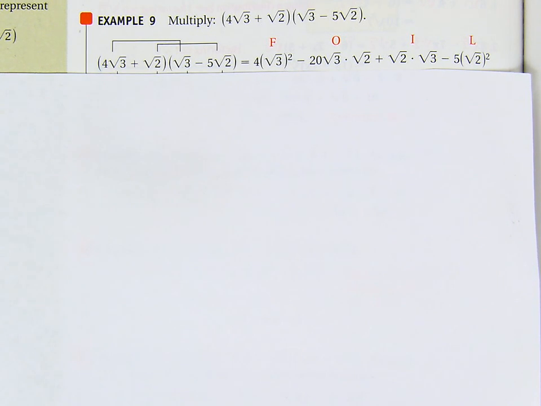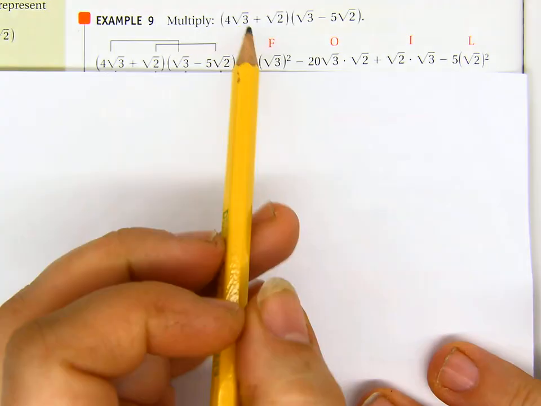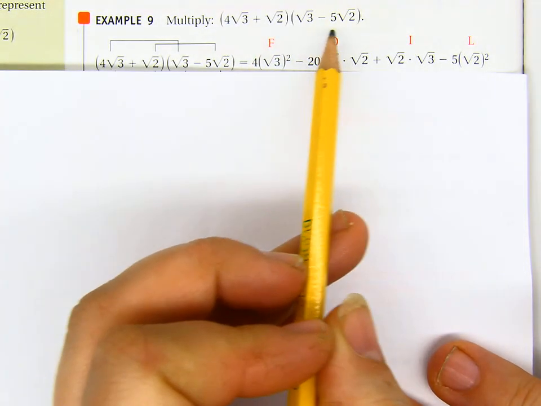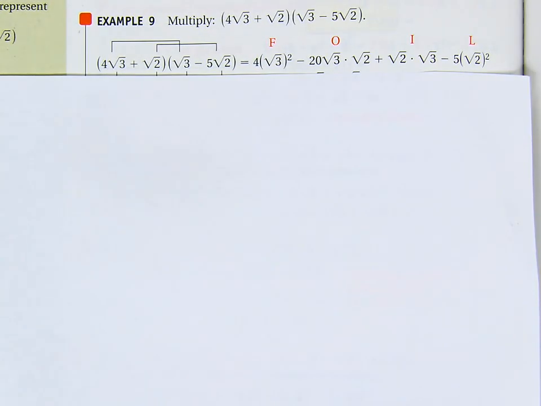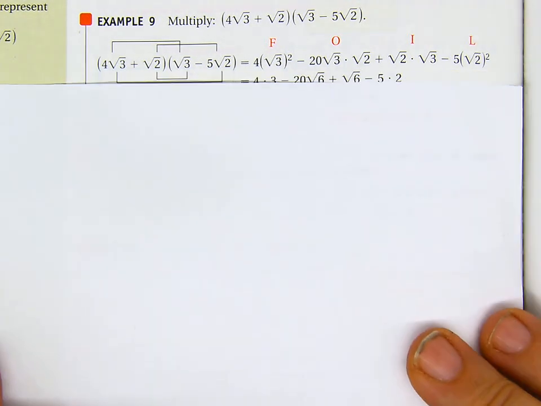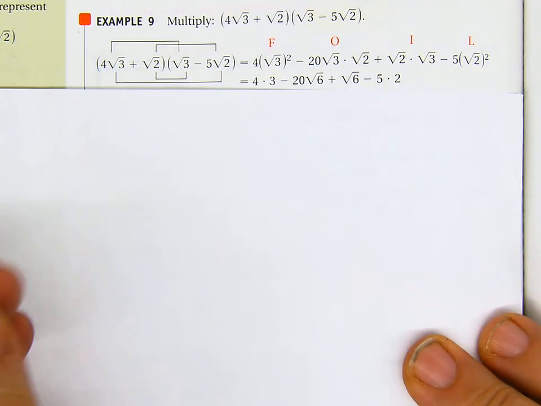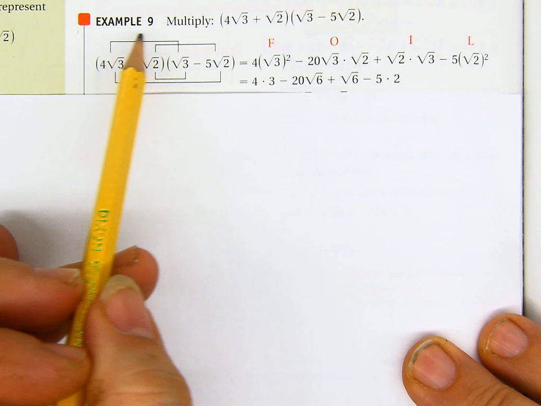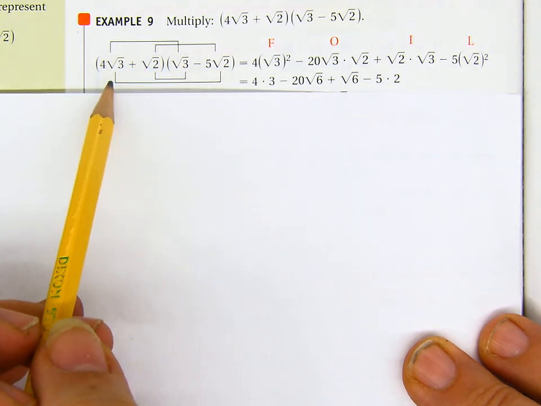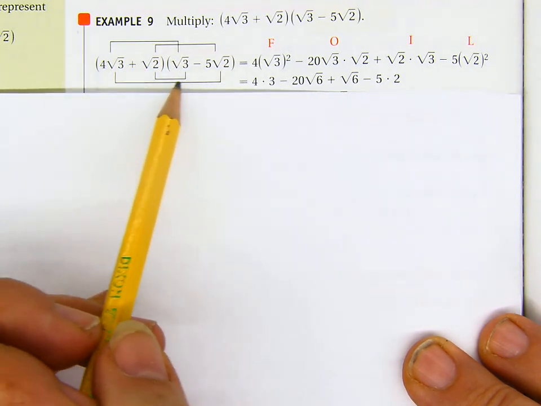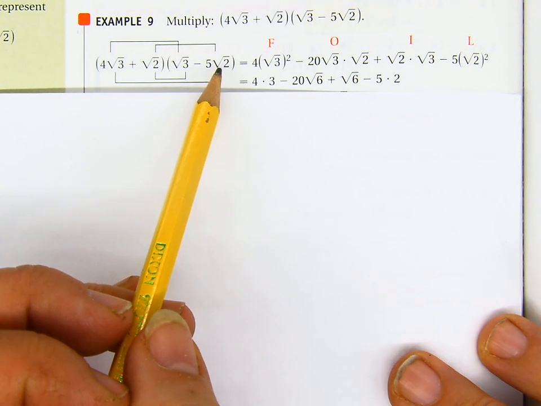Okay, so scooting down to example 9. Now we have the multiplication of two binomials. And the neat thing is it's going to follow the same rules of FOIL, of front, outer, inner, and last. So one way that you can do it, as they have here, is that you do just that. You're going to multiply your front terms together. You're going to multiply your outer terms together.